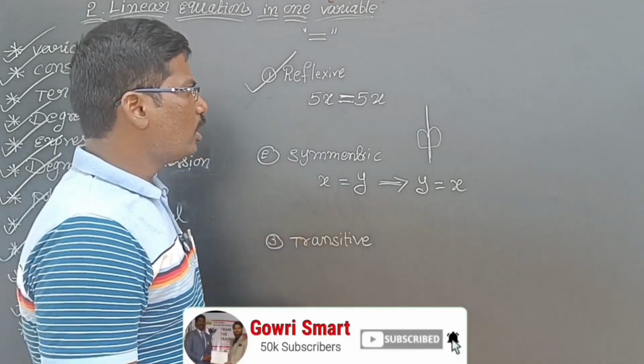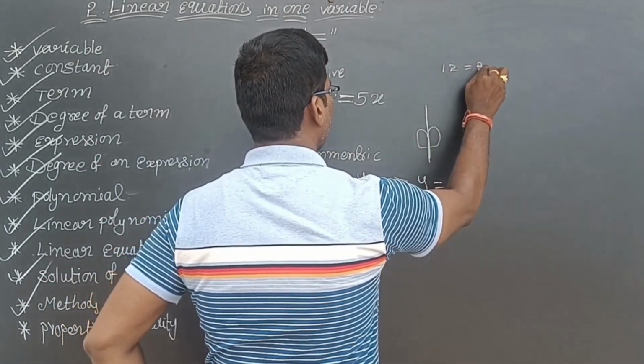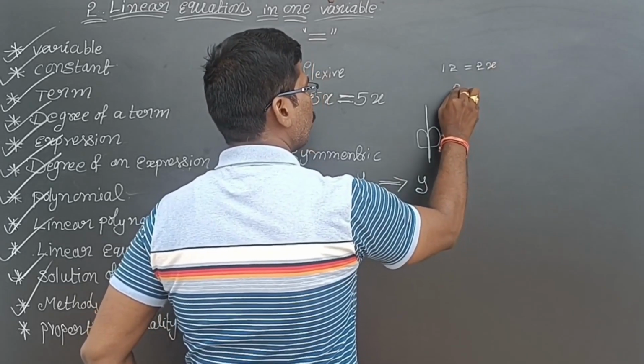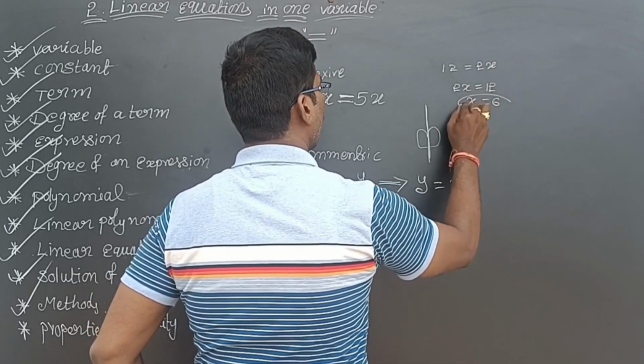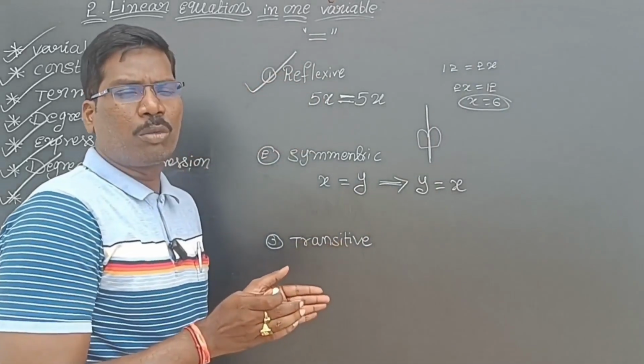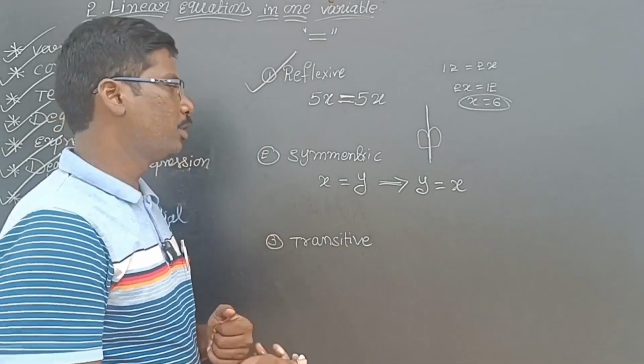And while doing sums, if you get 12 is equal to 2x, then you will write 2x is equal to 12, then x is equal to 6. So you will write like this. It means the variable should always be on the left side. That's what we write, according to symmetric property.